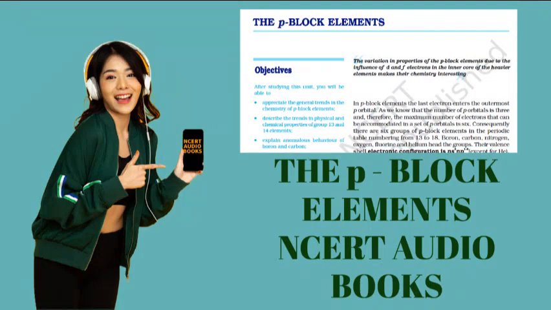Topic 11.7, allotropes of carbon. Carbon exhibits many allotropic forms, both crystalline as well as amorphous. Diamond and graphite are two well-known crystalline forms of carbon. In 1985, a third form of carbon, known as fullerenes, was discovered by H.W. Kroto, R.E. Smalley, and R.F. Curl. For this discovery, they were awarded the Nobel Prize in 1996.